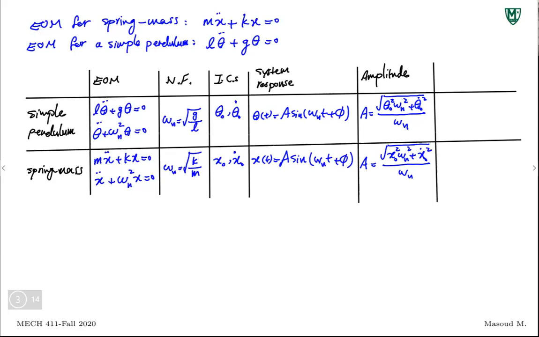The last thing, I believe, is phase. So phase for a simple pendulum was tan inverse, let me try to make it a little better, tan inverse of theta naught omega n over theta naught dot, while for a spring mass system, it becomes tan inverse, pretty ugly tan, it becomes tan inverse of x naught omega n over x naught dot. Hopefully I covered everything.